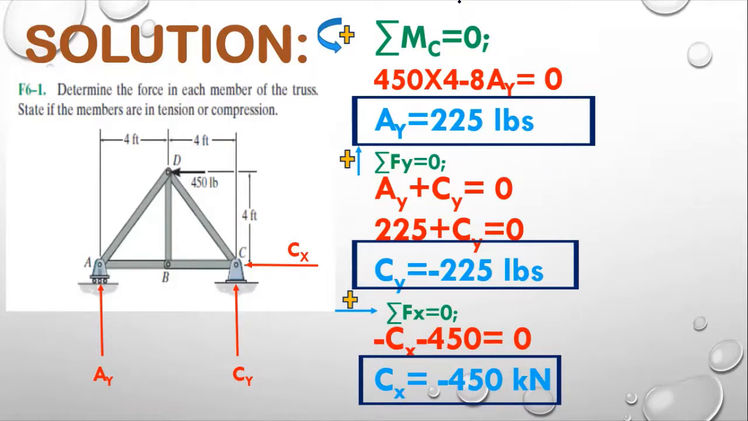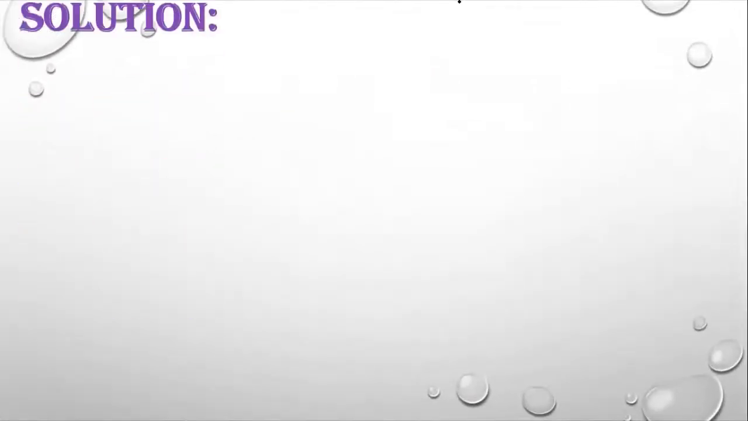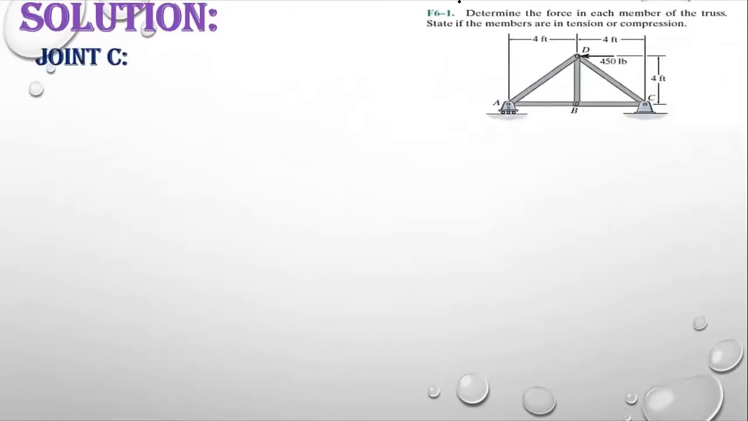And even if we take joint A, what will happen? There are only two vertical forces here, and we have already calculated the support reaction Ay, so we will be able to easily calculate the resolved component of FAD sine, whatever the angles come out to be. So we are moving towards joint A or joint C. Let's see on the next slide, and we are moving towards joint C. It's up to you if you want to take joint A, or if you want to take joint C. So how can we calculate it?